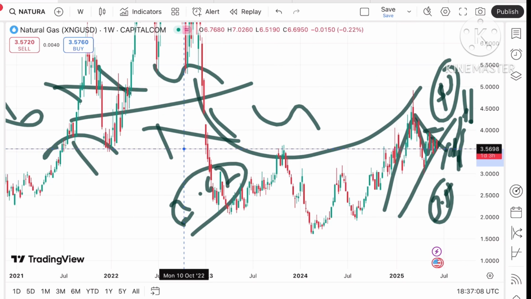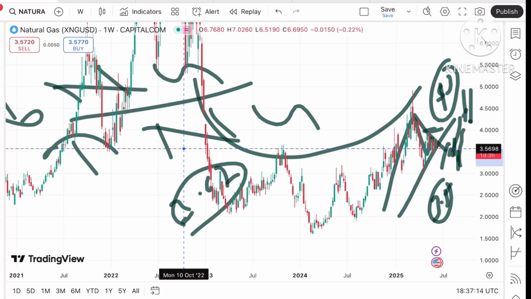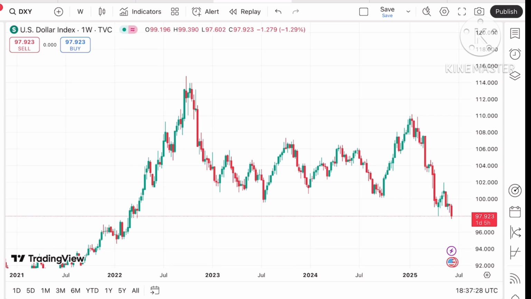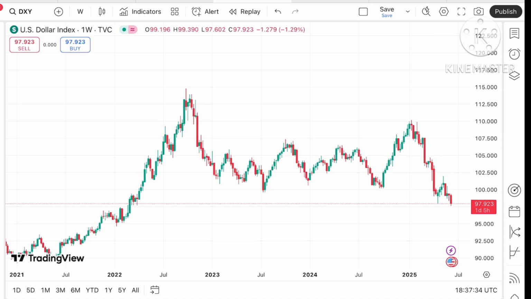Now if you look at this trend, let's see how the dollar index is moving, because as I've already explained, the natural gas price depends on a lot of factors, and the dollar index is one of them. When it starts going upside, we see the price of natural gas come down. Similarly, if the dollar index starts going down, we see the natural gas price go up.